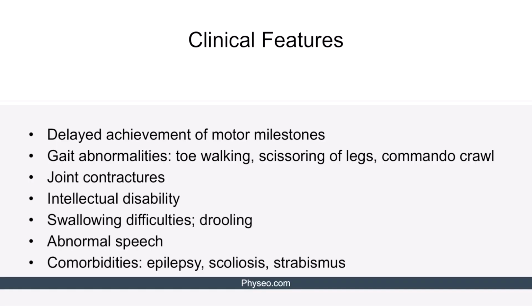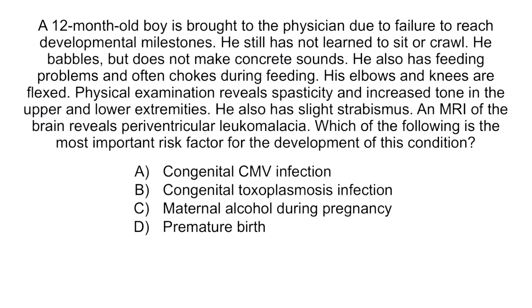Recall that cerebral palsy commonly presents with delayed achievement of motor milestones. Gait abnormalities are common, and patients may have swallowing difficulties, drooling, and abnormal speech, just like we saw in our patient. Children may also have associated comorbidities such as epilepsy, scoliosis, and strabismus. Now let's see why other options are incorrect.